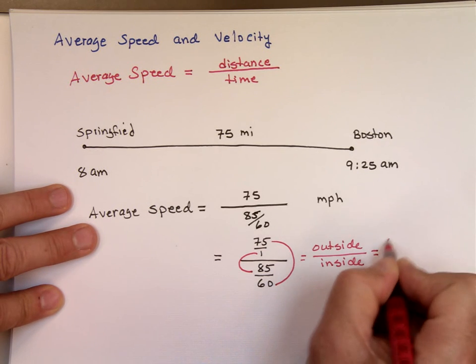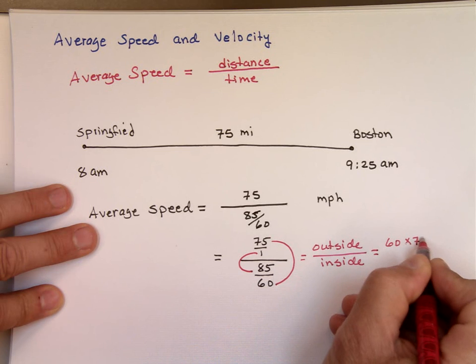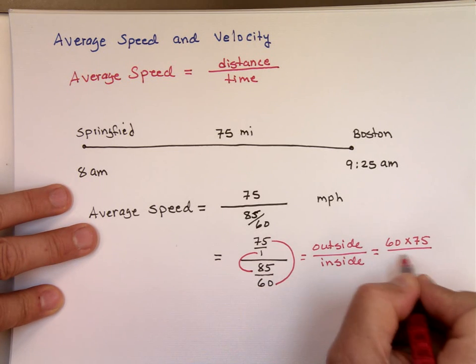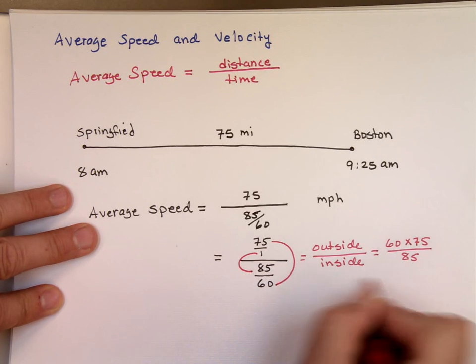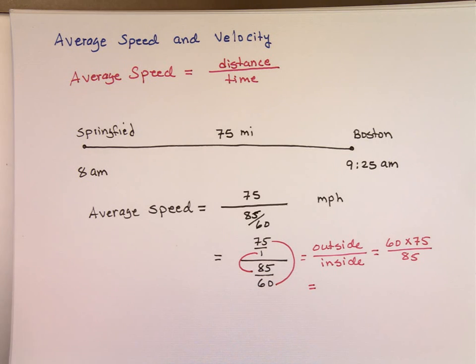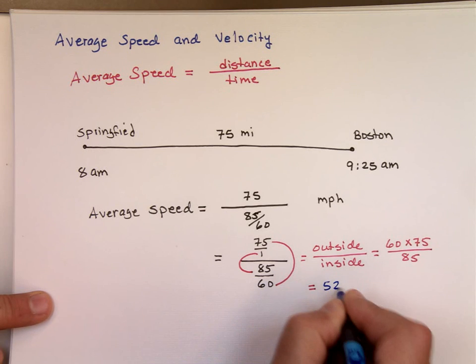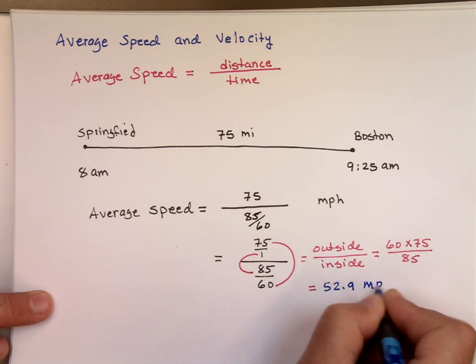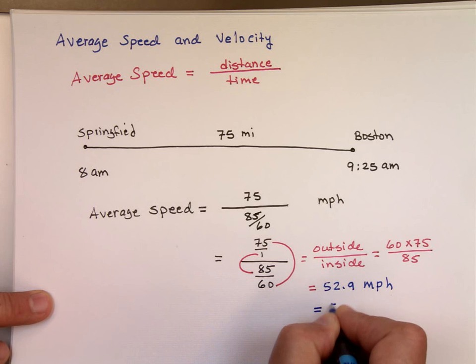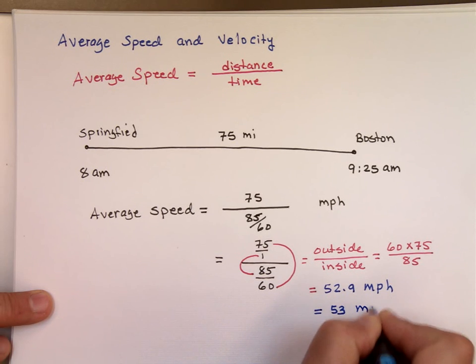So it's going to be 60 times 75, divided by 1 times 85, which is 85. So 60 times 75 divided by 85 is 52.9 miles per hour. So your average speed was approximately 53 miles per hour.